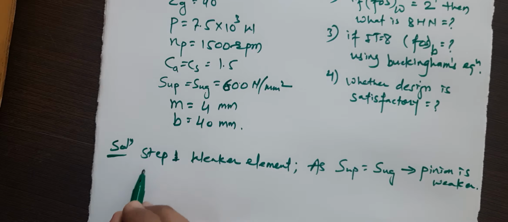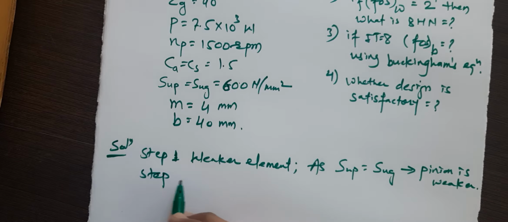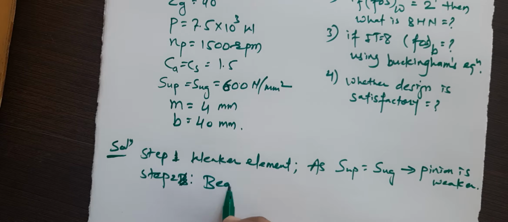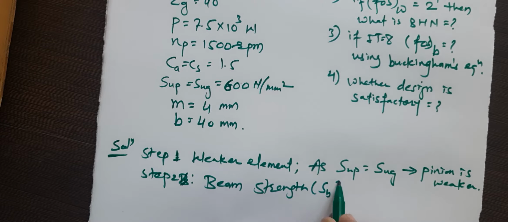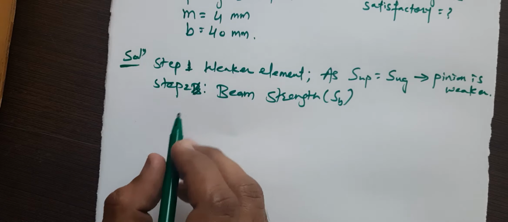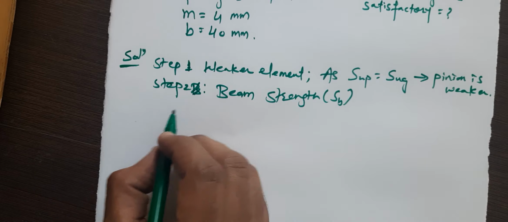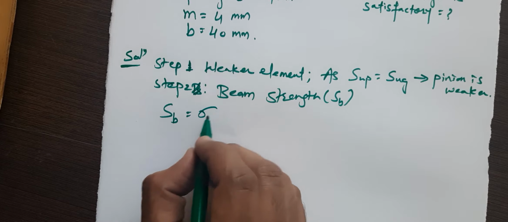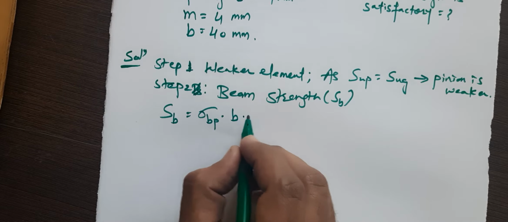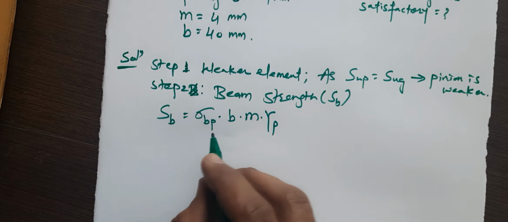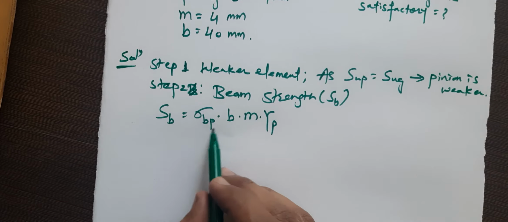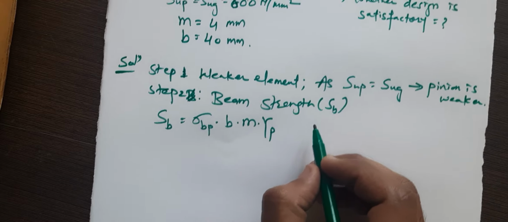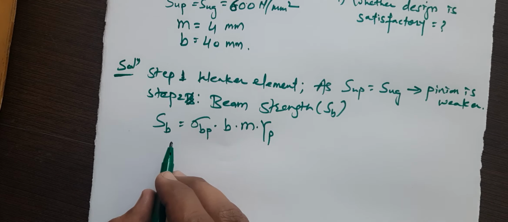Okay, then the second step will be beam strength. You need to find, step 2, beam strength, SB. Always you need to find the beam strength of the weaker element. So here we have a formula, beam strength SB equals sigma BP times B times M times YP, because your pinion is weaker. That's why we have written sigma BP and YP.